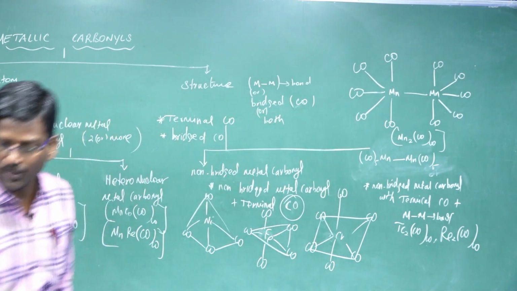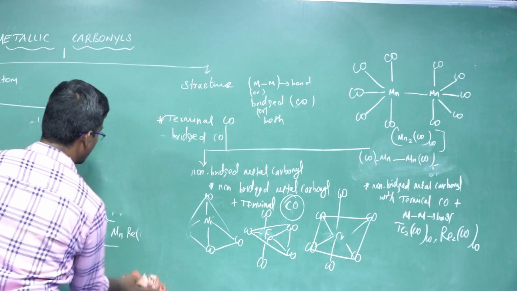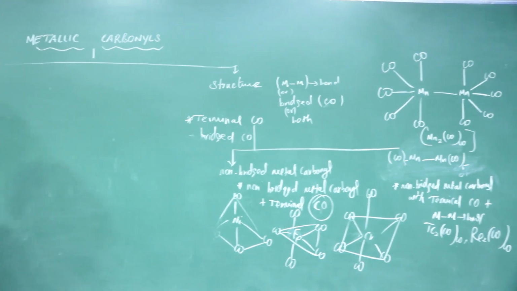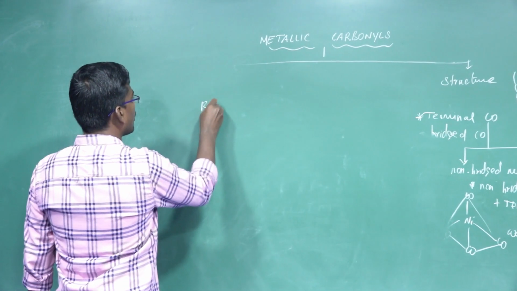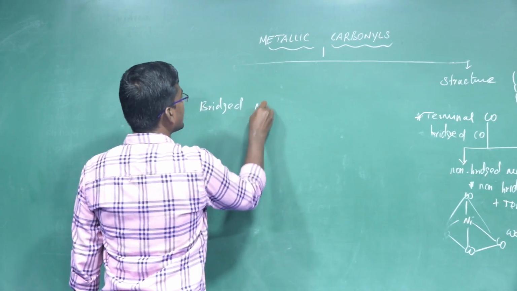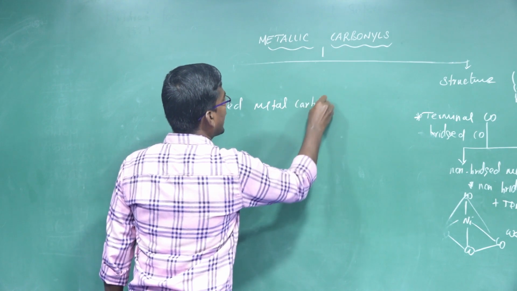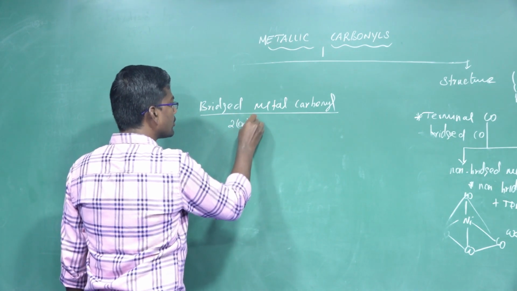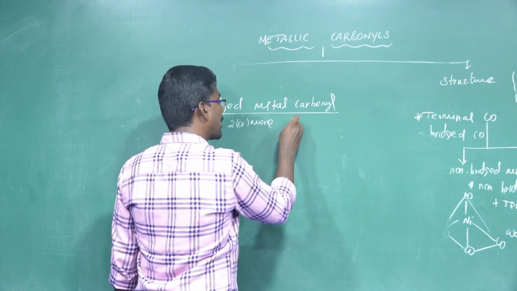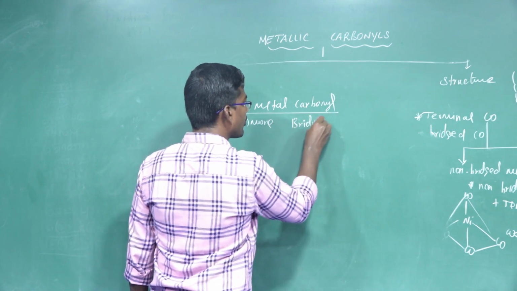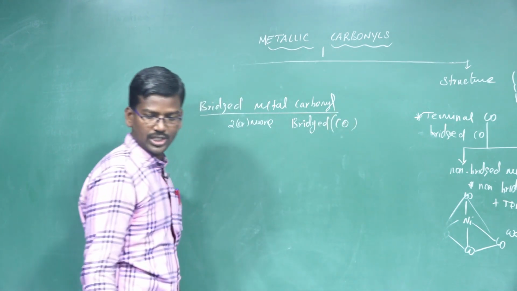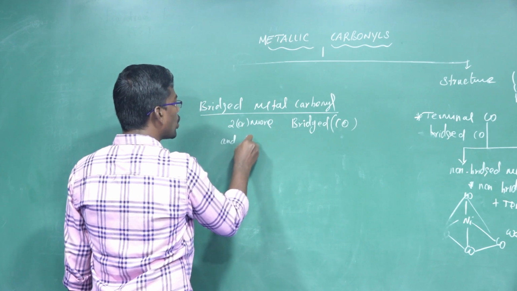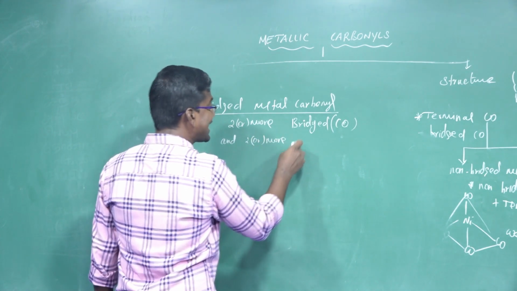Next one, bridged metal carbonyl. The bridged metal carbonyl contains two or more bridged carbonyl groups, along with two or more terminal carbonyl groups.